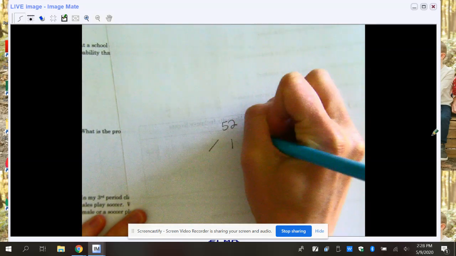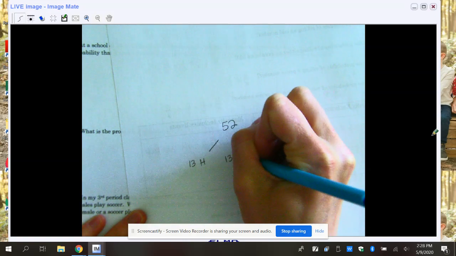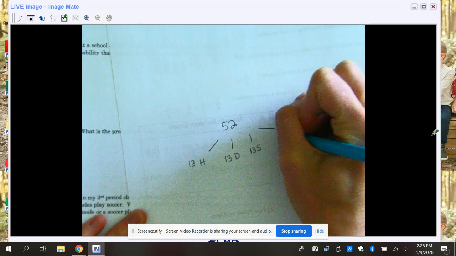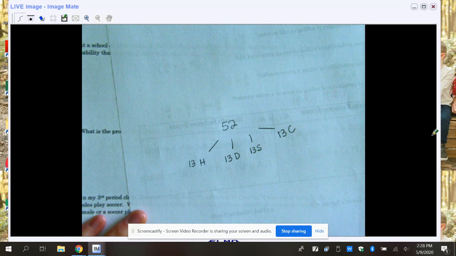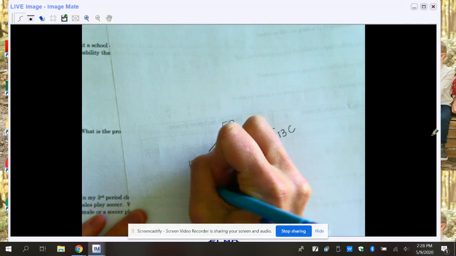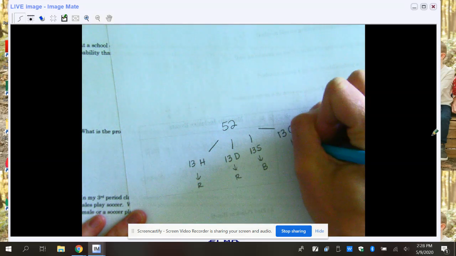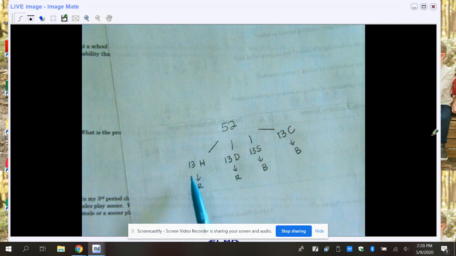Okay. Broken up into 4 suits. So 13 hearts, 13 diamonds, 13 spades, and 13 clubs. Okay. These are red. These are black. And so then there's like 4 2s, 4 3s, all the way through kings.